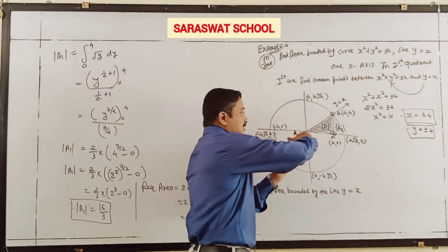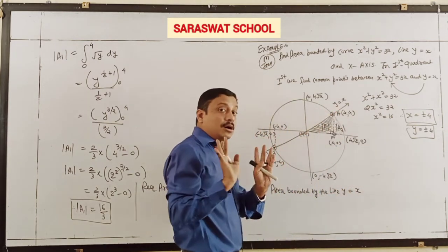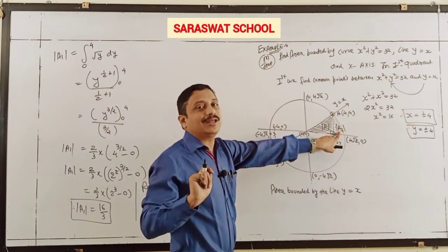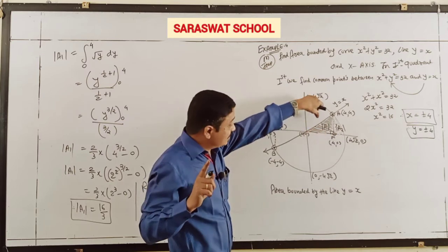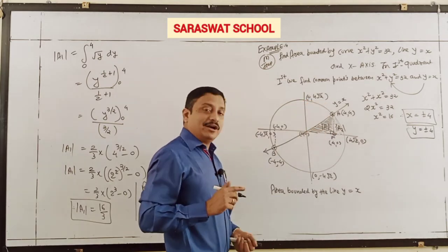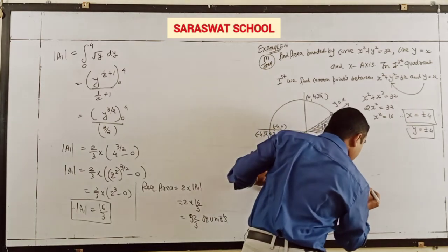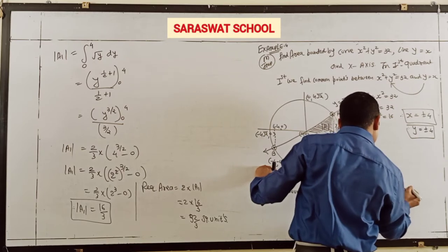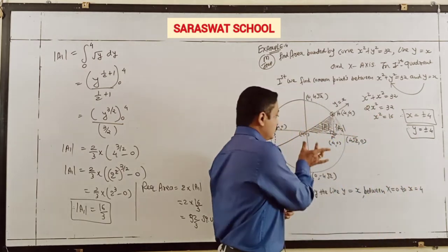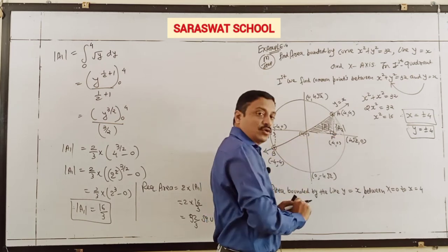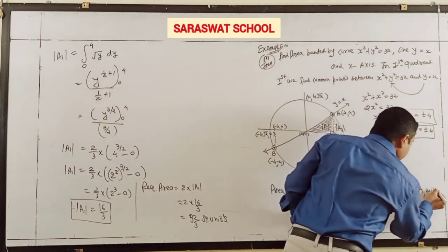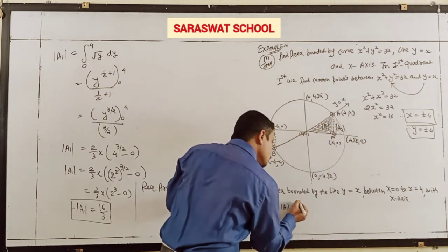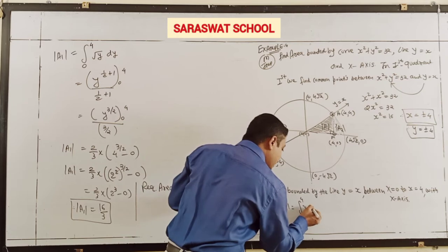Listen here, students, this is your line and only this, no curve included. And here the curve is included but the line is not. Here only the line is included. Check that this is y is equal to x. So what is the area bounded by the line y is equal to x between x is equal to 0 and x is equal to 4, with the x-axis? That's your A1 area.